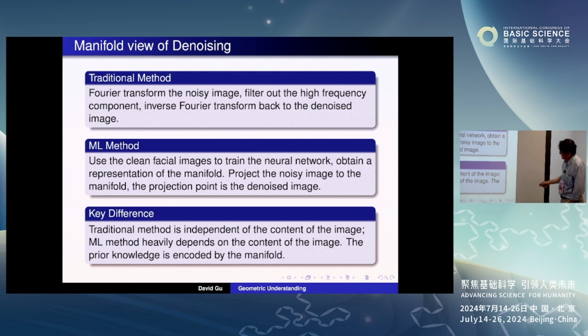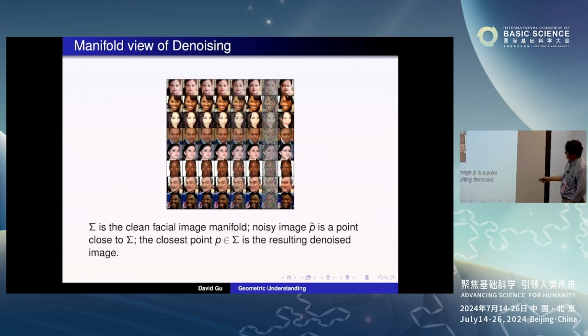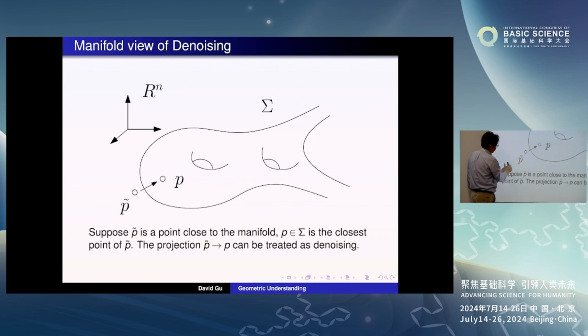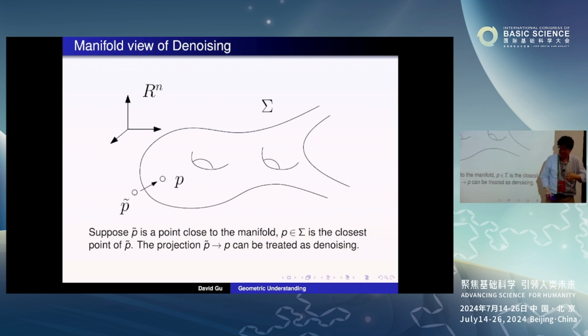But for deep learning, basically we use a geometric point of view. We use clean facial images to train this data manifold. Then suppose we have a noisy image of a human face. It is a point very close to this manifold. Then we do a projection: we find the closest point on the manifold to this point. This gives you the clean image. So image denoising is a geometric projection. This method actually gives much better results compared to the conventional method.